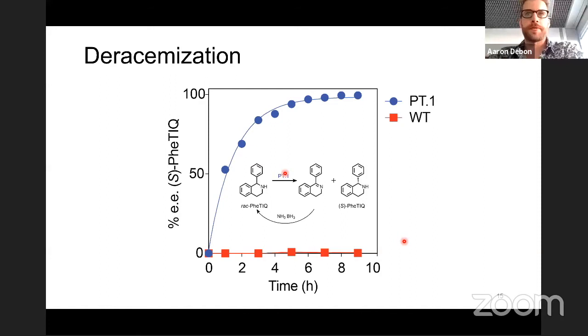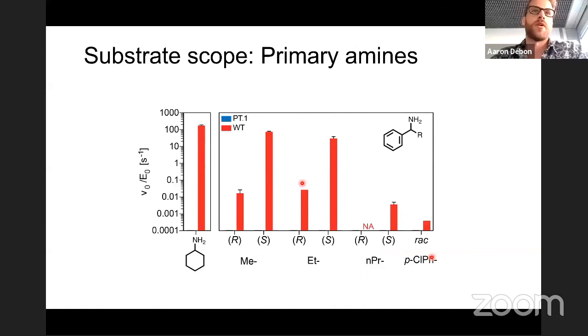If we analyze further the substrate scope of these enzymes, you can see in red here the wild type, of course the activity for the wild type for the native substrate, and here for primary amines. For primary amines with small substituents, we have high activity for their S enantiomers, and as we grow this moiety here, for example N-propyl or this parachlorophenyl, we lose a lot of activity.